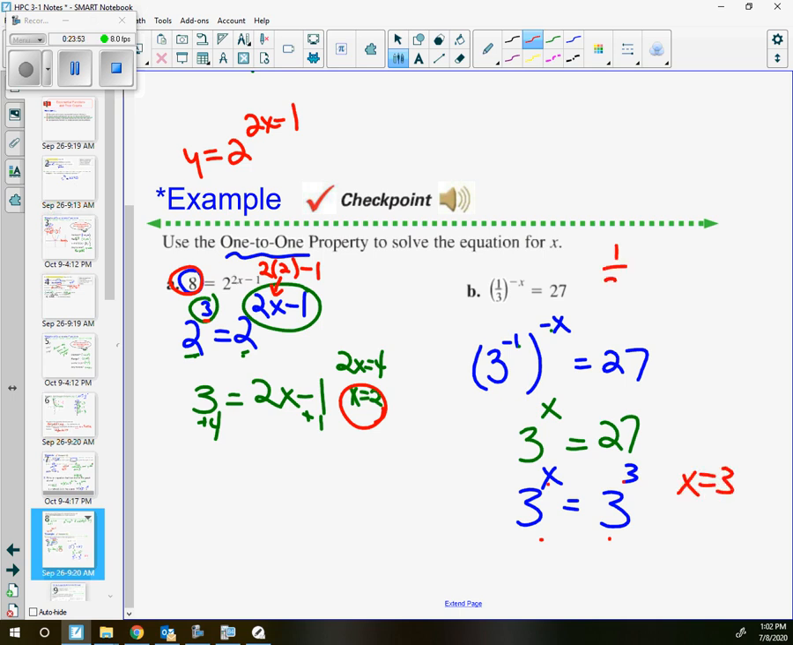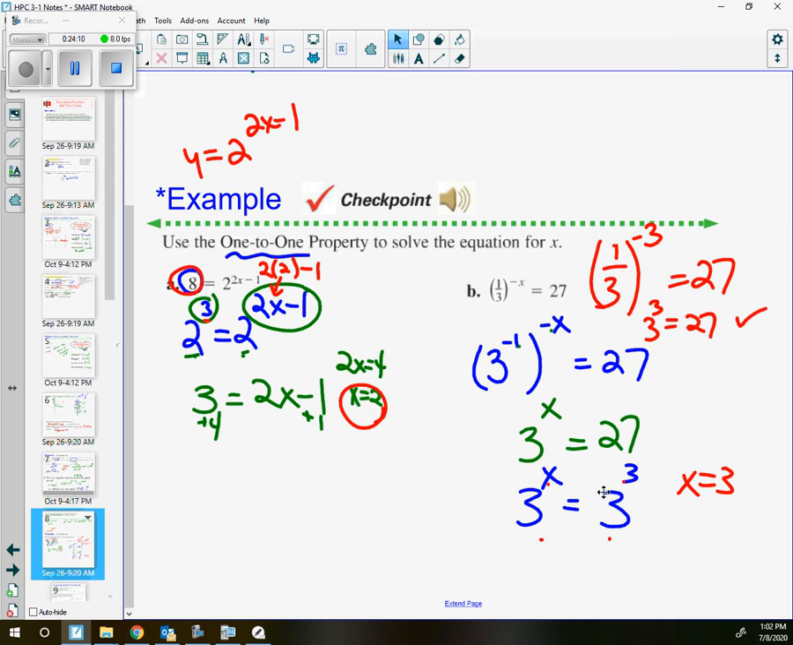Let's go back and just plug that into the original and see if that makes sense. So I'm going to plug it into the original sentence. 1/3 to the negative third power is 27. Well, remember, negative means reciprocal, so that would be 3 to the third equals 27. Sure does. So this one-to-one property is really helpful.